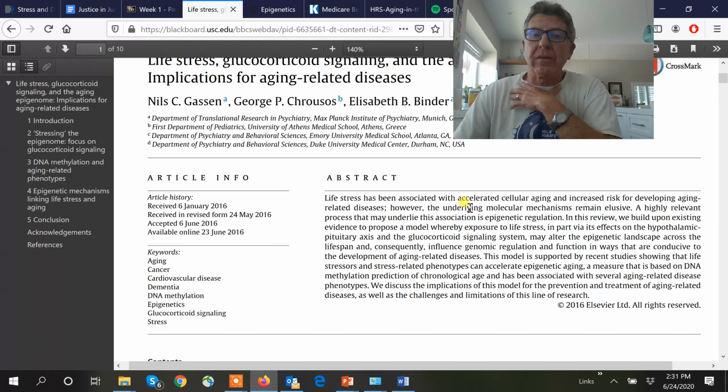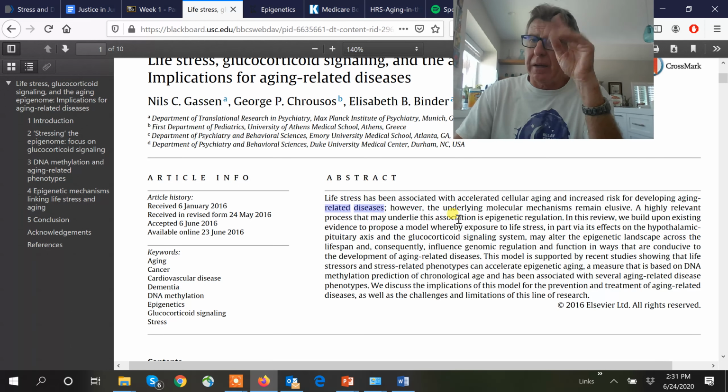Okay. All right. So life stresses, okay, are associated with accelerated aging and an increased risk for developing aging related diseases. This is the phenotype of aging, okay, that we're going to talk about later on. Phenotype's just a fancy word that biologists use to confuse everybody else in the world. It just means the outcome, okay?